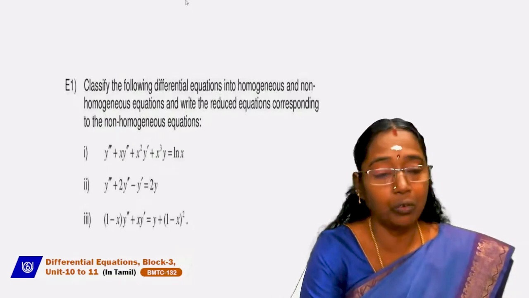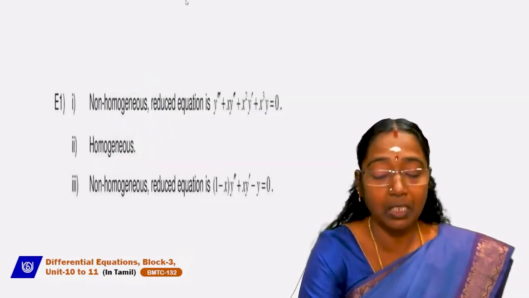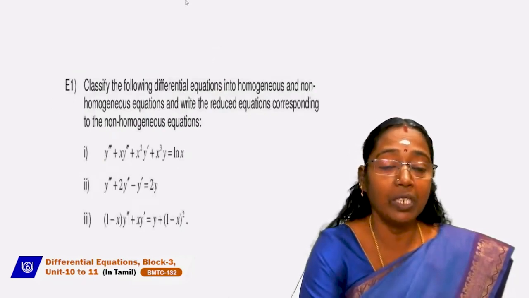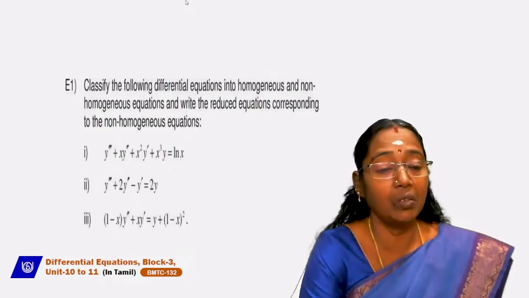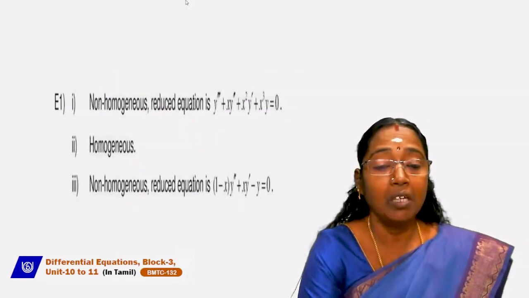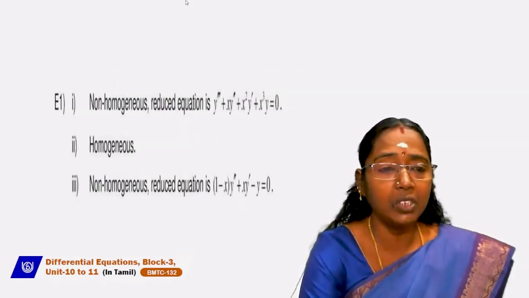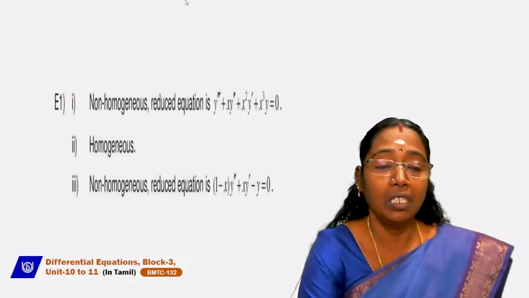This is again a non-homogeneous equation, and for the reduced equation you have to take this (1 minus x) the whole squared as 0. You have to bring y from the right hand side to the left hand side. So the reduced equation of the non-homogeneous equation is (1 minus x) y double dash plus x y dash minus y equal to 0. This is a typical example for homogeneous and non-homogeneous equations.